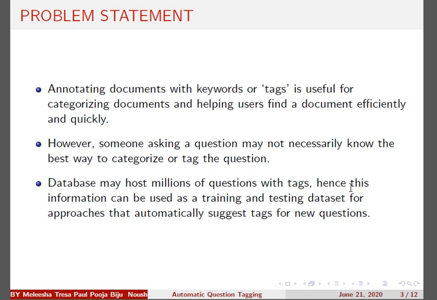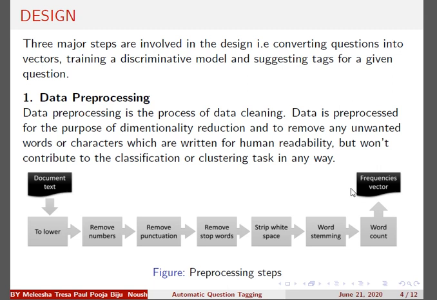Annotating documents with keywords or tags is very useful for categorizing documents, as we have already said. Someone asking a question may not necessarily know the best way to tag or categorize a question. He is unaware of the tag of the question that he is asking. So we are provided with databases of millions of questions, so that we can use the database to train the model, and the model ultimately suggests new tags for new questions.